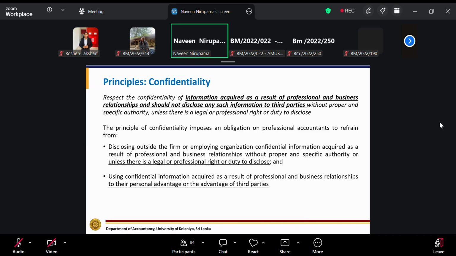Suppose the company is going to acquire another entity. They have a strategic plan: the company is going to acquire another entity in the next 2 years. This is a specific strategy for the organization. As an accountant, they should not disclose this kind of strategic information to the other party without any authority or approval.